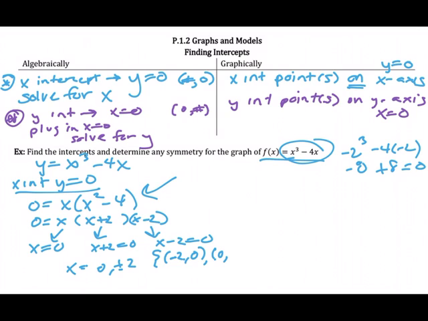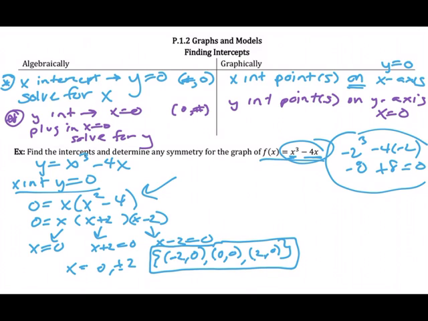If I plug in 0, 0 to the third minus 4 times 0 is definitely 0. If I plug in positive 2, I'm going to get 8 minus 8, which is also 0. So you don't need to show this work because, yes, these should all be equal to 0 when we plug them in. That's how we set it up. That's how we calculated these x-intercepts. So all 3 of these points are x-intercepts.